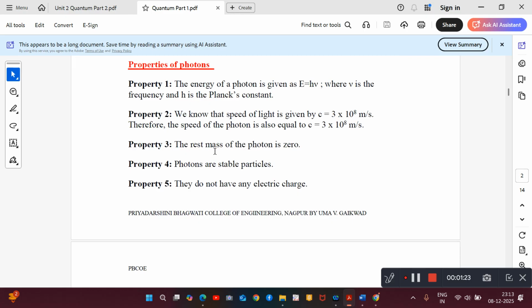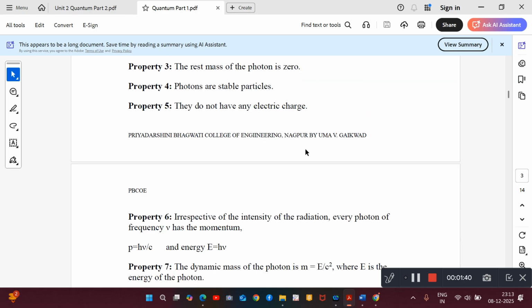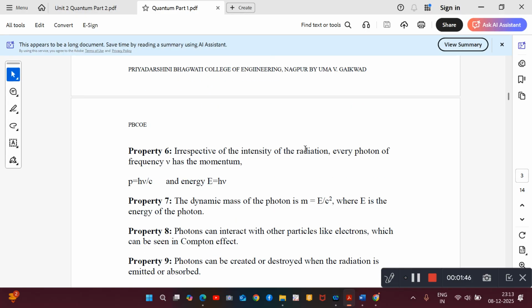So here are some of the properties of photons. You should know this one: the energy of a photon is h nu. Photons are particles of light, so their velocity is equal to the velocity of light. The rest mass of a photon is zero. Photons are stable particles. They do not have any electric charge, and hence they are not affected by electric as well as magnetic fields.